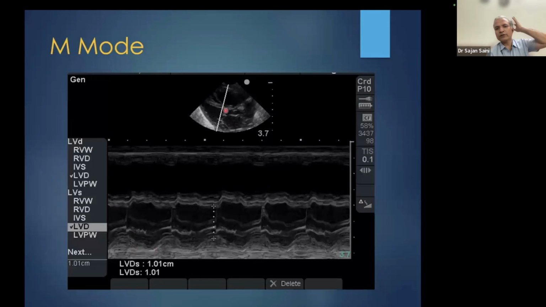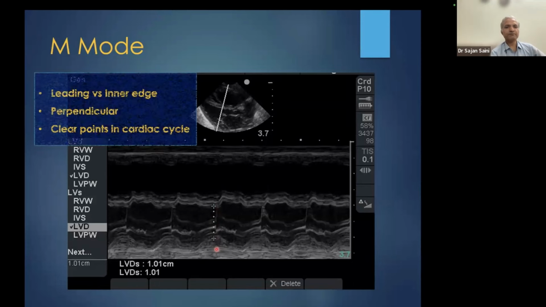So this is the beauty of M mode, that it picks up the motion of these structures along a single line, and it has a very high pulse repetition frequency, so very good temporal resolution, and hence the measurements which you can get from M mode images are far better than the corresponding dimensions which you get from 2D images. So we get from leading edge to leading edge.